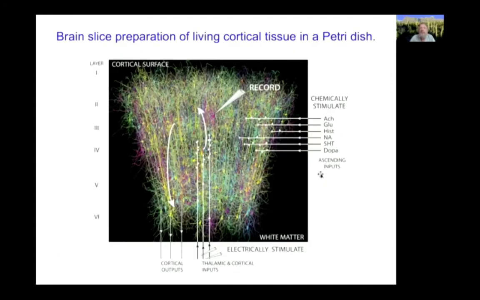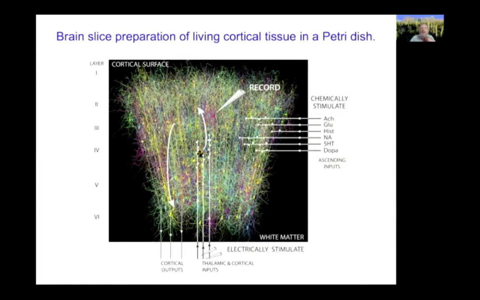To do this, we've developed a preparation of living cortical tissue in a rat brain slice where we can keep all the neurons in a cortical column alive with sugar and oxygen and all the ions that the neurons like. And we can stimulate them chemically by mimicking ascending neurotransmitter systems such as acetylcholine and glutamate, and modulatory transmitters like serotonin, which I'll talk about in a little bit. We can drive them naturally through synaptic inputs to the layer 4 neurons for thalamic and cortical excitatory glutamatergic inputs.